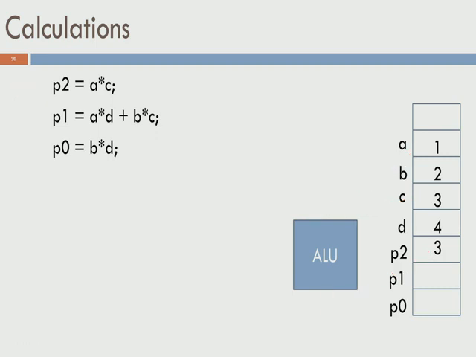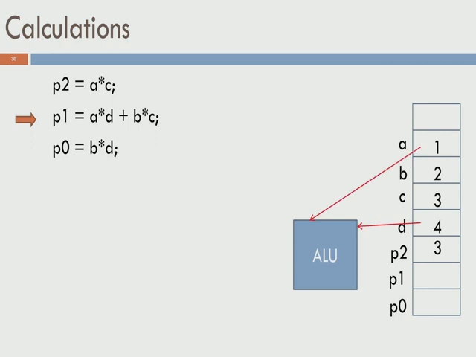The next statement is slightly more complicated. It has a star, it has a plus, and it has another star. The order in which the operation is done is: you perform the operation A times D first, you then perform the operation B times C, the results of these two are then added up, and the end result is put back into P1. So that is what we are going to see in the animation now.